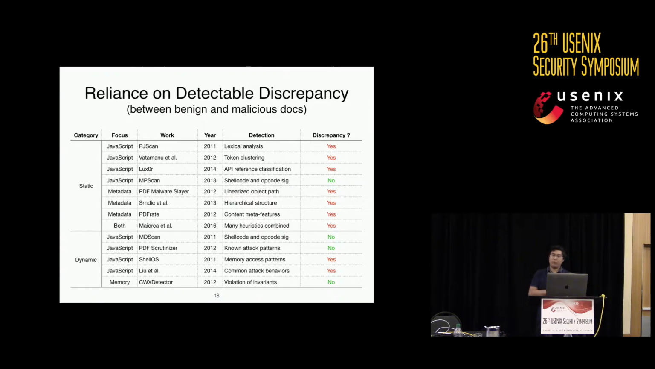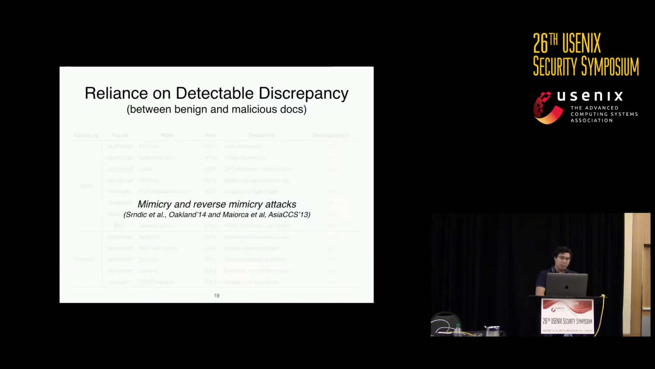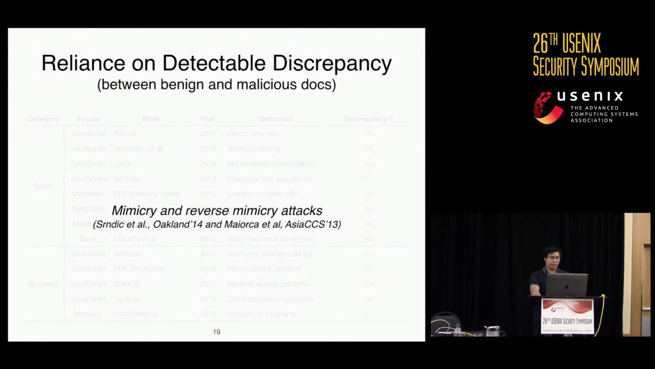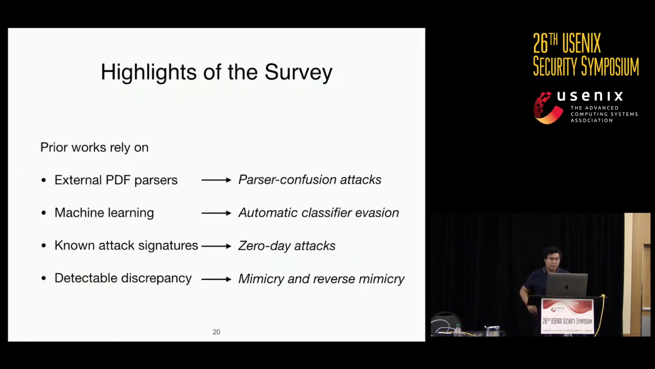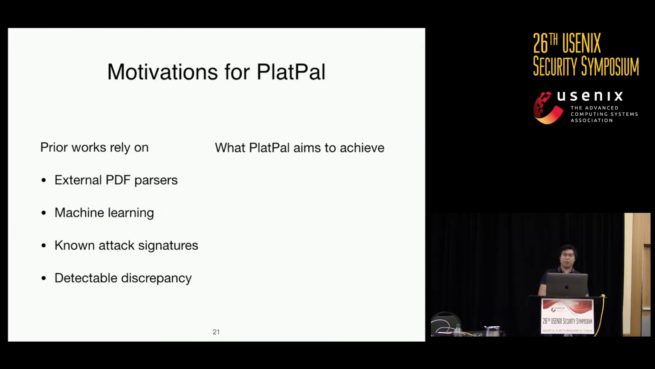And the last thing: many works assume there will be a detectable discrepancy between benign and malicious documents. But this might not be the case, because you can do mimicry and reverse mimicry attacks, both of which have been shown in papers. So as a highlight, prior works rely on these four features, but each of them could lead to drawbacks or attacks. So what can we do in these cases? Can we come up with something that doesn't rely on these features, but relies on something else?